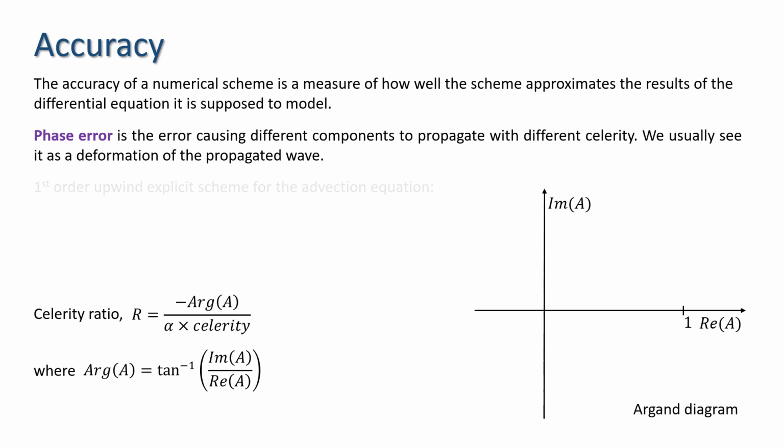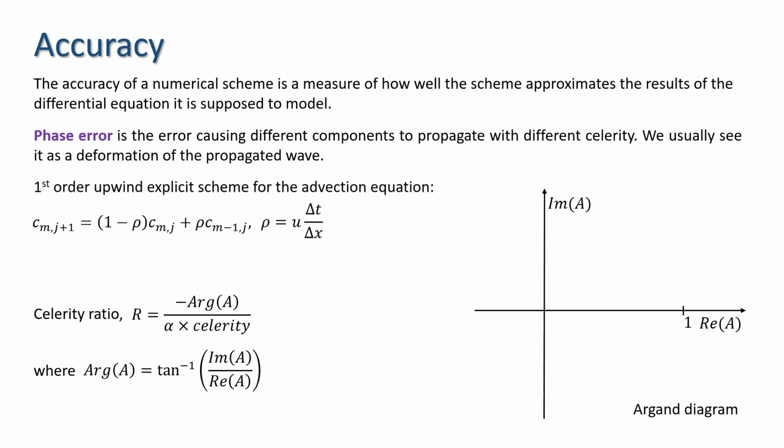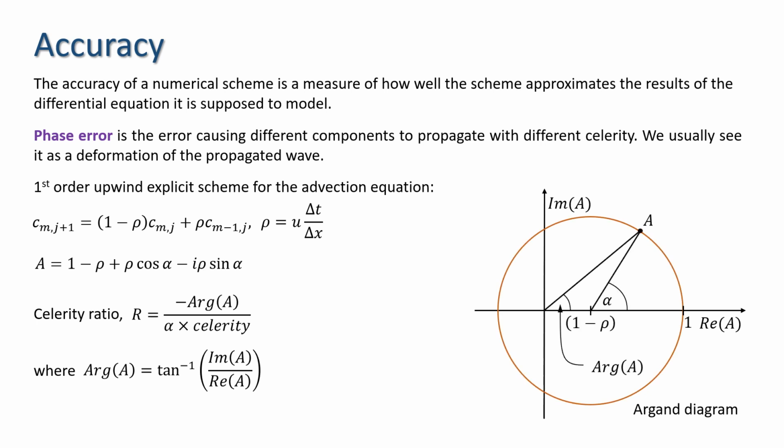For example, for the first order upwind explicit scheme for the advection equation, we know that A is given by this equation. And we've already seen that we have an Argand diagram like this for ρ less than 1. The celerity ratio in this case is minus arctan of ρ sine alpha over 1 minus ρ plus ρ cos alpha, divided by 2 pi u over nx. We can see from the Argand diagram that for this case, the closer ρ is to 1, the closer arg of A is to alpha.